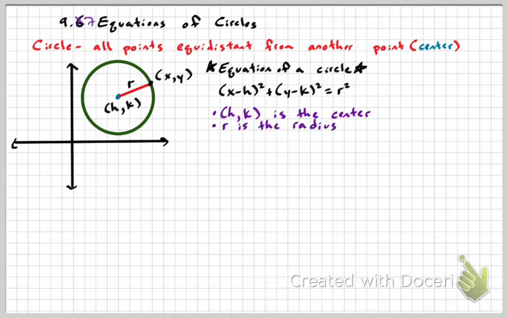r is the radius, and as I said, this is going to be like 36. So if it's equal to 36, then my radius is the square root of that number, which is 6, okay?